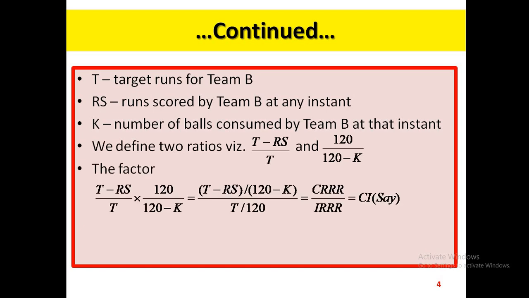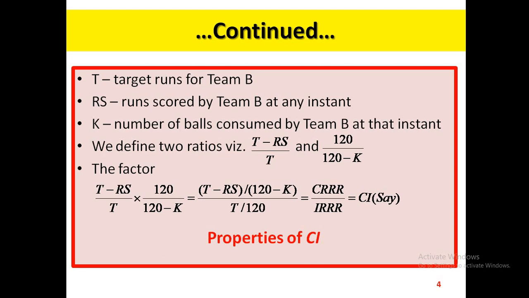And so we look at the first thing, that is how the team is approaching so far as their run rate is concerned. Now look at this factor, CRRR by IRRR. CRRR is the current required run rate, and this is the initial required run rate. At the beginning of the second innings, the current required run rate and initial required run rate are the same, and so the value of CI is equal to 1.